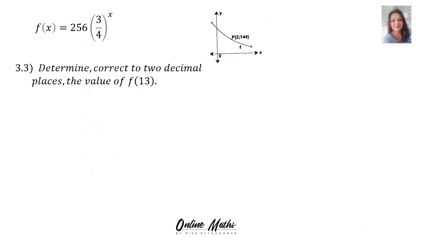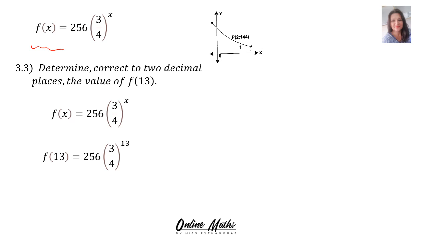3.3. And there you will see I gave you the equation from the previous slide. Determine, correct to 2 decimal places, the value of f of 13. Now what does that mean? That means everywhere in x's place where you see x, you will substitute 13. And then here, there you found x, I substituted 13. You work that out with your calculator and you will see f of 13 is equal to 6,08.